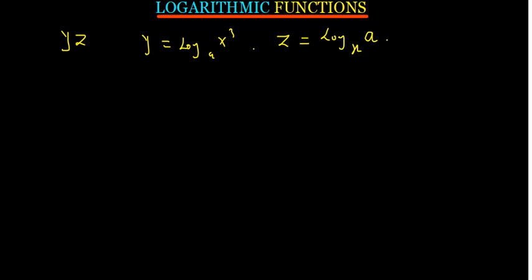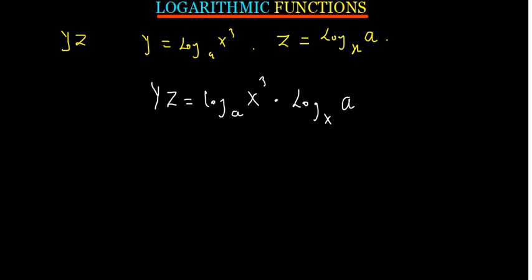Now the question is, how do you get the product? So we'll get yz, y multiplied by z. This is going to be log in base a of x to the power 3 multiplied by log in base x of a. I don't think we know of any rules which are going to help us get to wherever we want to go. But remember the question, find the integer value. I mentioned that already, meaning that the answer is supposed to be an integer.